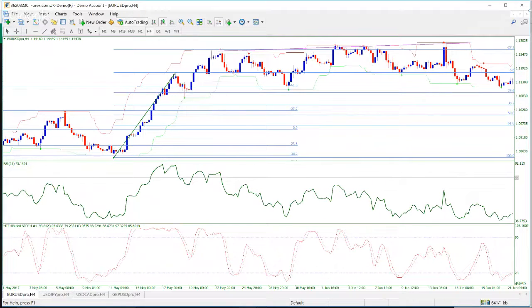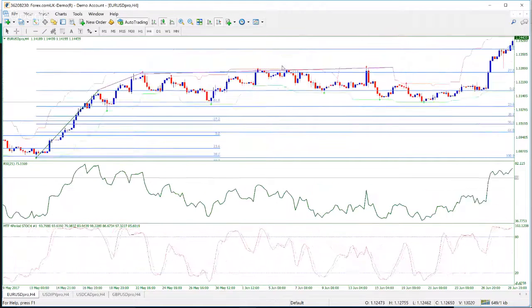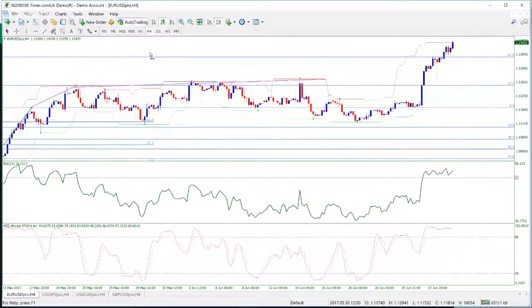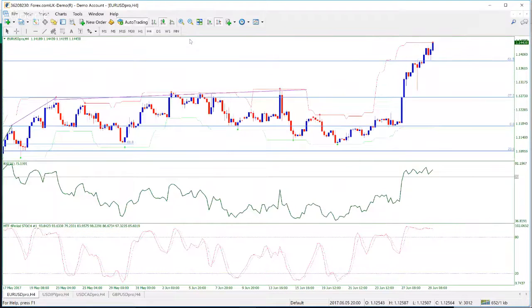Like for example, on the yen, there's an example. So on this one, I drew here, and then it comes up and tests the 27.2 area with a divergence. On that example, there wasn't really a good candlestick entry to get in on that level, so I would have had to pass.